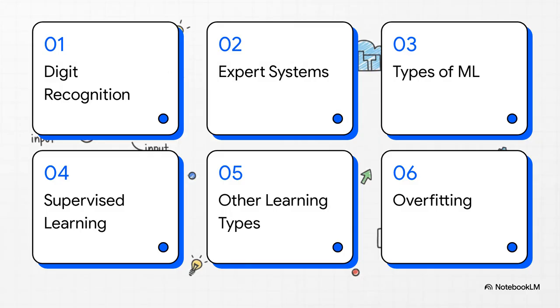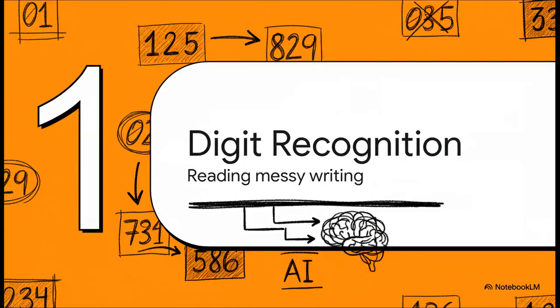Okay, so here's our game plan for today. We're going to start with this digit recognition problem, then we'll look at the old-school way people tried to solve it. After that, we'll break down the main types of machine learning, spending a little extra time on what's called supervised learning. And then we'll wrap up with a really important warning that everyone in this field needs to know about. So, let's nail this down. Our mission, should we choose to accept it, is to build an AI that can look at an image of a messy, handwritten digit and correctly tell us what number it is, from 0 all the way to 9.